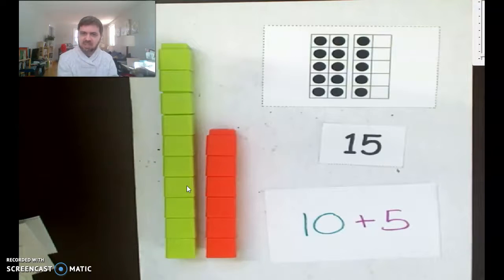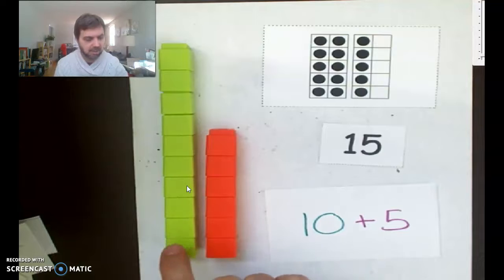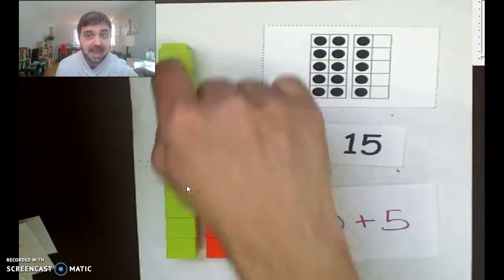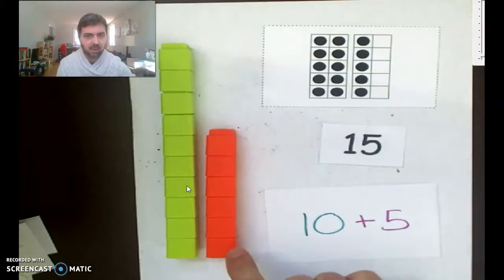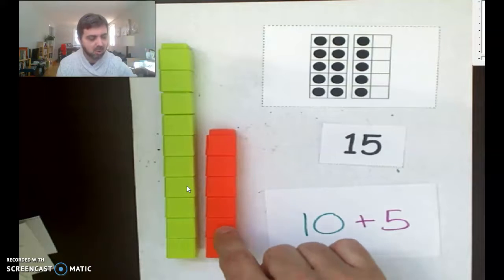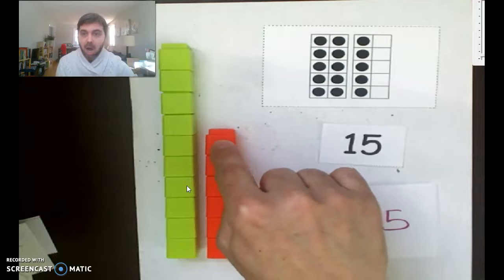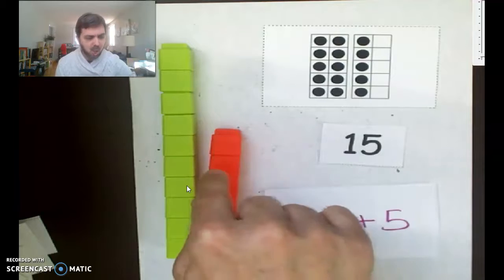We got them. Let's see. Now, how many greens are there? Let's see. 1, 2, 3, 4, 5, 6, 7, 8, 9, 10. Okay, let's see how many are over here. 11, count with me, 12, 13, 14, 15. Oh, 16! You are the imposter.